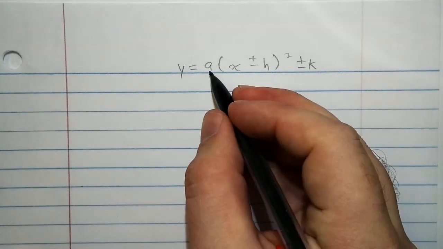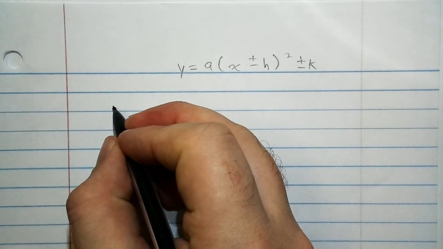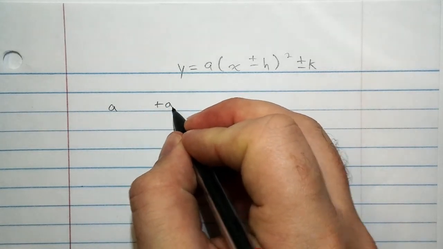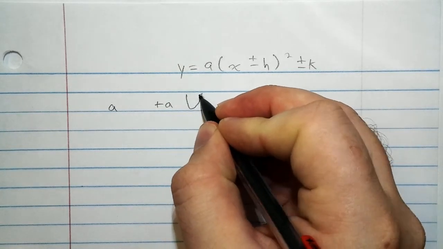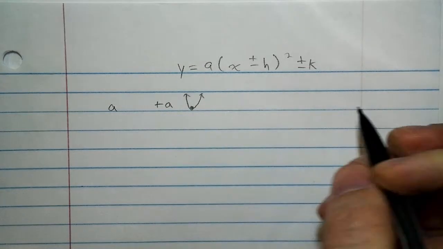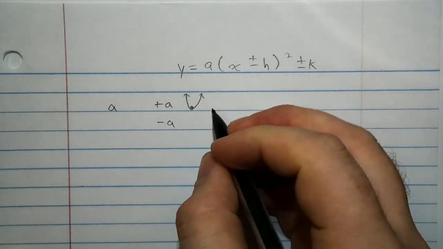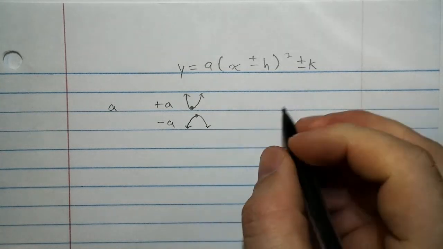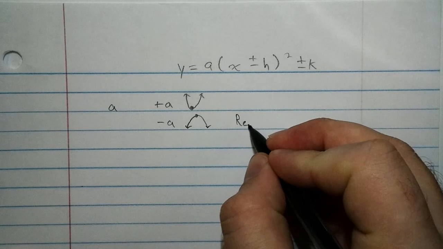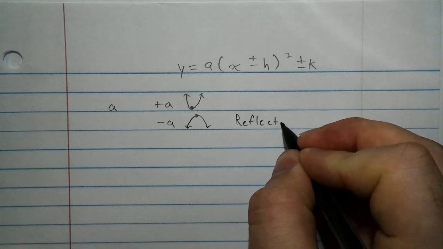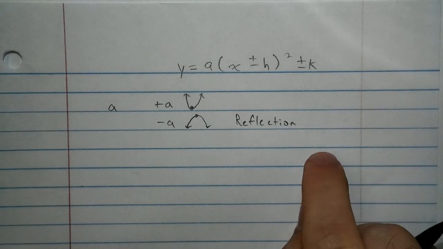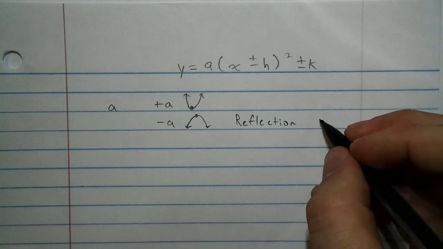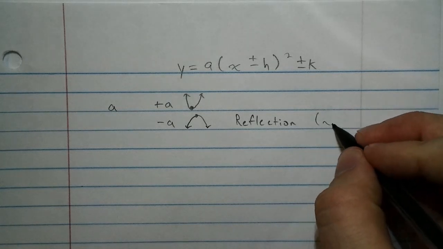So, just so we know, let's look at the A letter first. Whenever A is positive, so if it's positive A, it's going to open up. Your parabola is going to look like this. Whenever A is negative, so if you had a negative A, it's going to open down, like this. This is also called a reflection. And if the vertex is on the x-axis, then the axis of the line of reflection would be the x-axis.